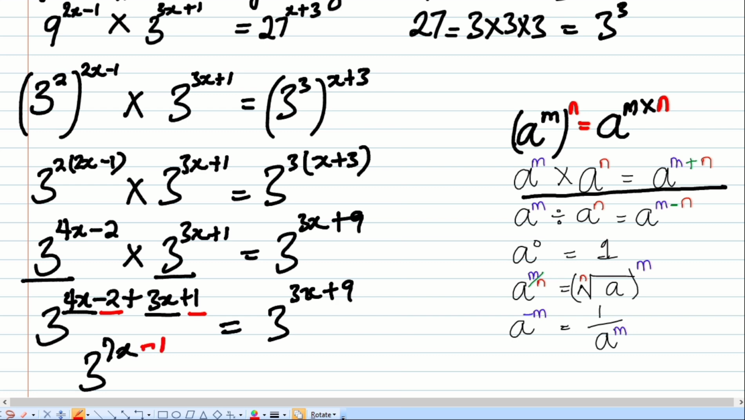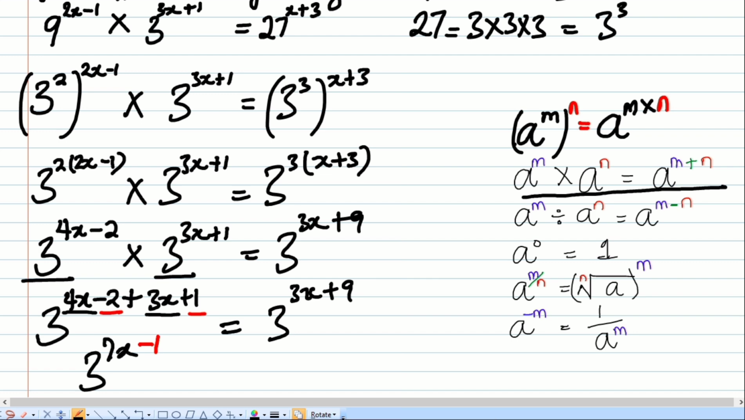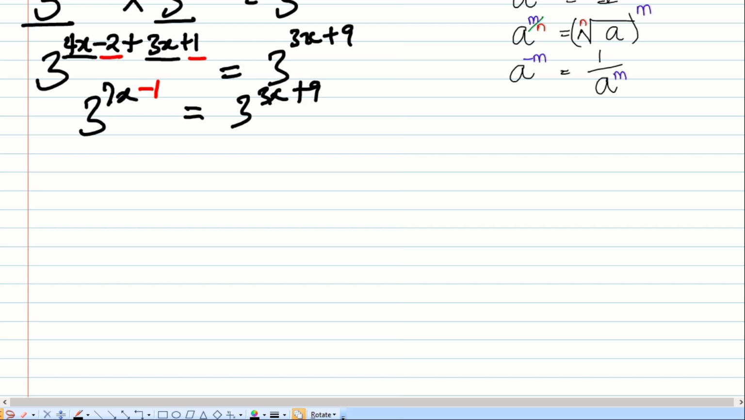Let me write that again. Alright, and that is equal to 3 raised to the power 3x plus 9. So let's go ahead and simplify. So now you see that we have 3 raised to the power 7x minus 1 equal to 3 raised to the power 3x plus 9.